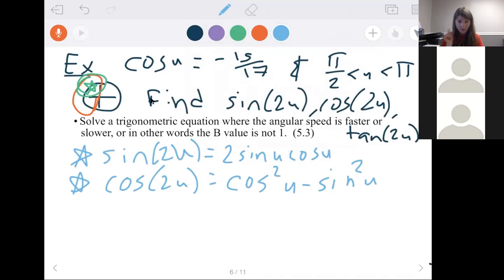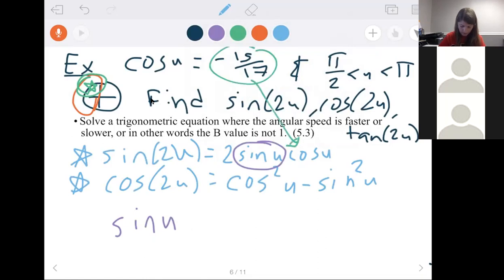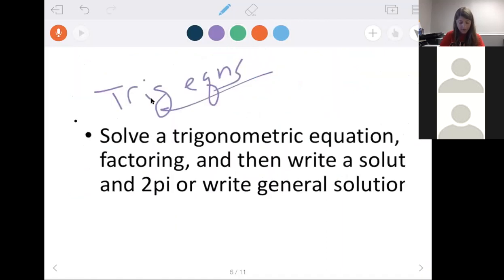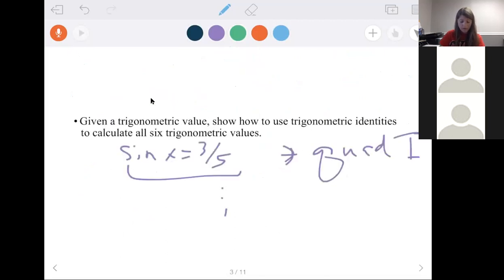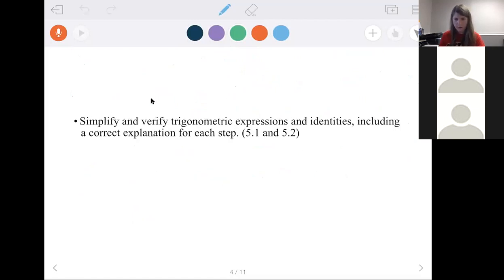So this isn't bad. This kind of helps us think about a strategy. It tells me if I can go ahead and find the piece sine of u, then I could plug that piece in here. I know my cosine piece, and that allows me to find sine of 2u. So it's almost like a mini problem where we've got to go back to our original part. In other words, we have to go back to given a trig value, find the other 6, or calculate all 6, the other 5 to get to all 6.